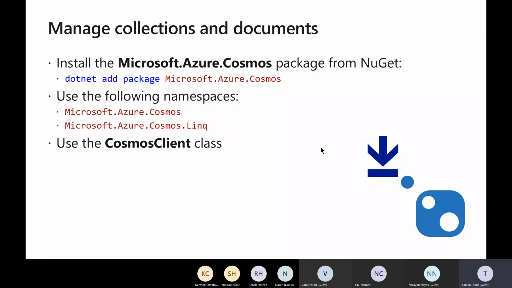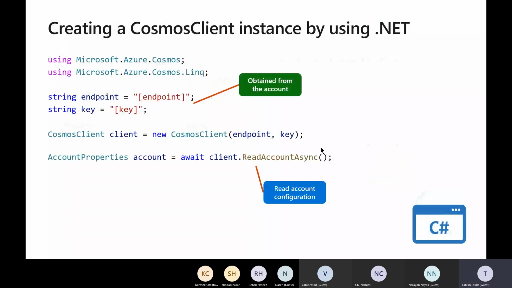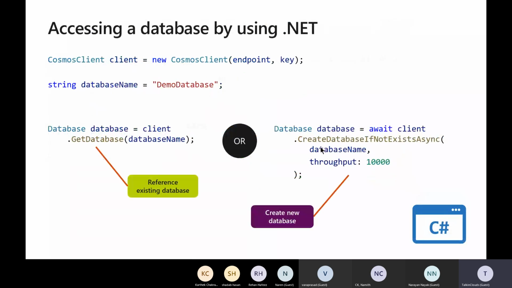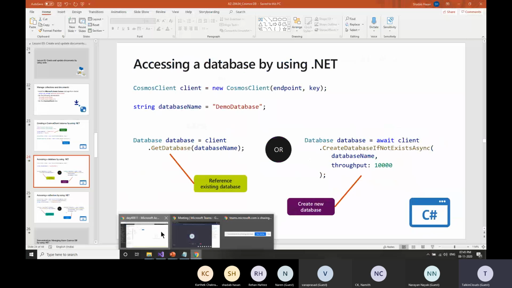If you are using your application, you can manage all those things from the code. You can store data from your application. Like if you have a .NET application and you want to store your data to the Cosmos DB, or manage your data from your .NET code, you need to install the Microsoft Azure Cosmos package from NuGet, and then you'll be able to achieve this. Here it's a simple code. Let me show you one code.